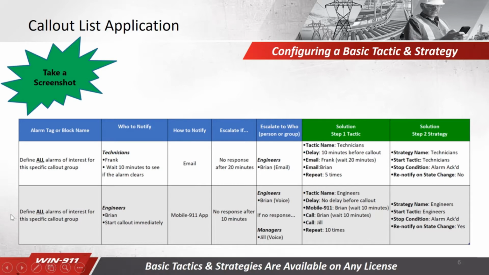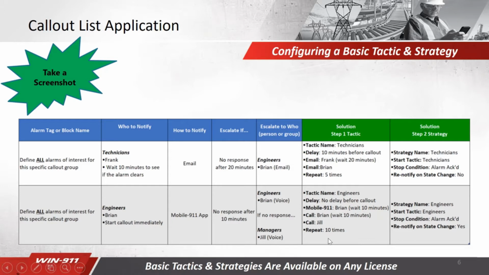The next item in the gray will have a group of alarms we choose to notify on. These alarms, as they come in, we chose to notify our engineers. Our engineer is named Brian, and instead of delaying, like as we did previously, this time we can start the call-out immediately. For Brian, we'll notify him using our mobile 911 app. After 10 minutes, if he does not respond or acknowledge this alarm, then we can escalate the issue. So the next person we'll escalate it to is Brian's phone. If there's still no response, we can escalate it to the manager, Jill, using a phone call.